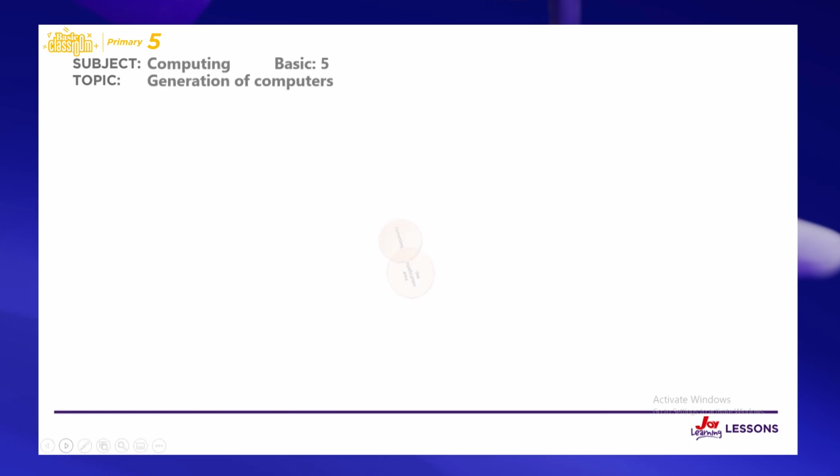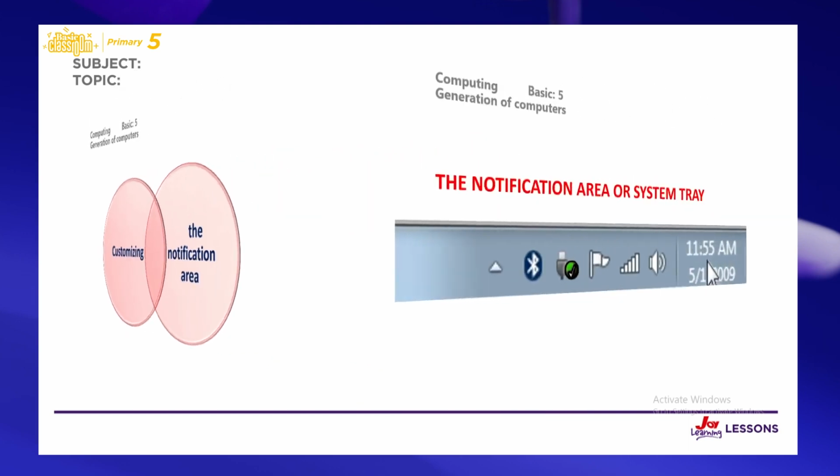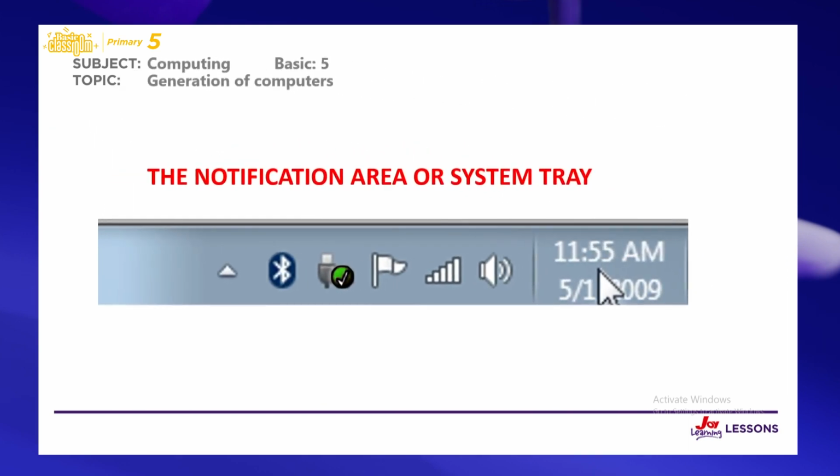The next thing we are going to look at is customizing the notification area. How to customize the notification area. We have the notification area or the system tray icons on the screen. All these icons are found on the notification area or the system tray.